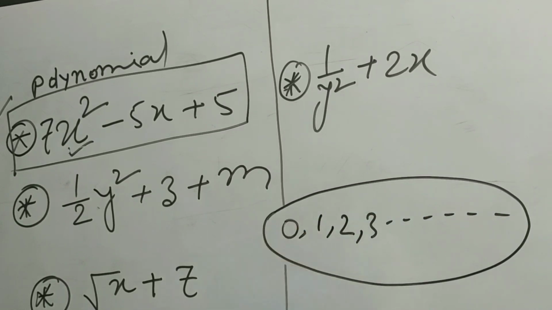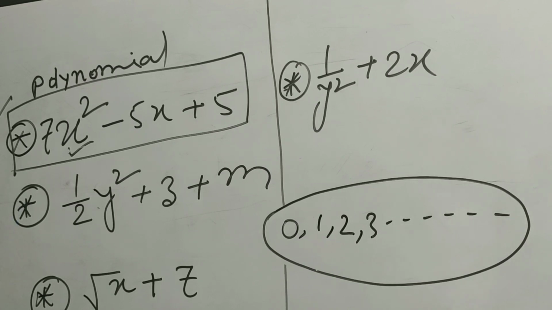What is the set of whole numbers? Whole numbers start from 0 onward. In this set of whole numbers, 2 is included. That's why it is a polynomial. To detect a polynomial, the prime condition is that the power of the variable should be a whole number.